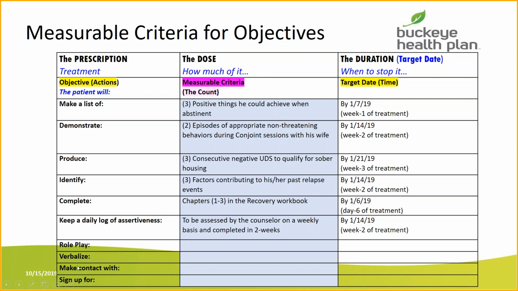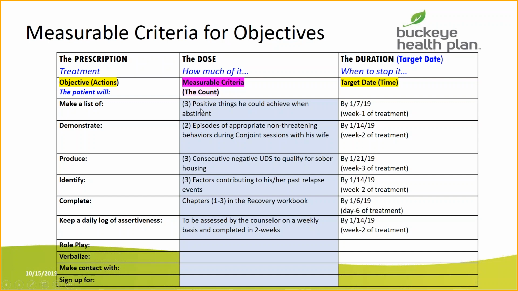Then the next question, these are the treatment assignments. These are the objectives. The next thing is to count. Well, how much of it should they do? How will I be certain that the person has got it?